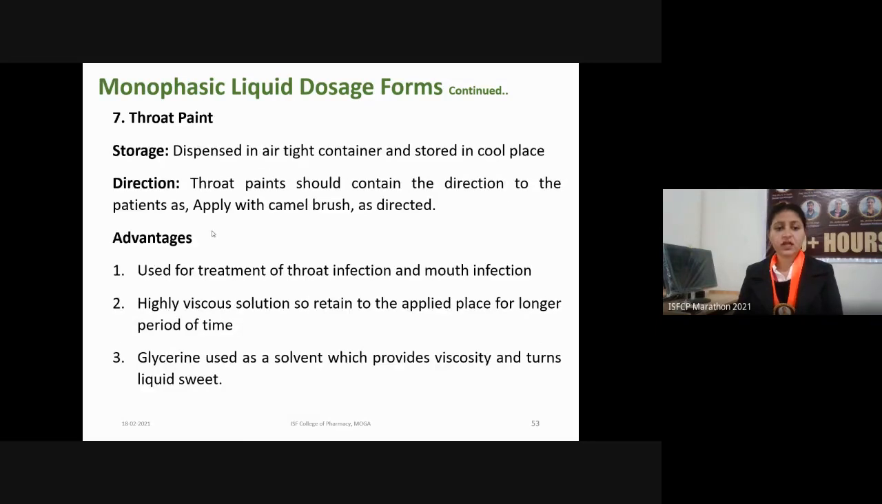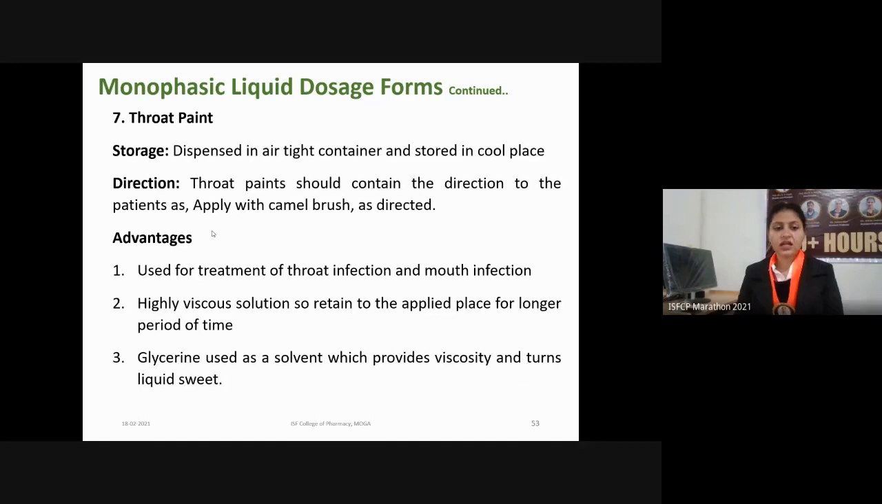Now, the storage of the throat paints: dispensed in airtight container and stored in a cool place. The directions: throat paint should contain the directions to the patient. Apply with camel brush as directed. These directions should also be mentioned.